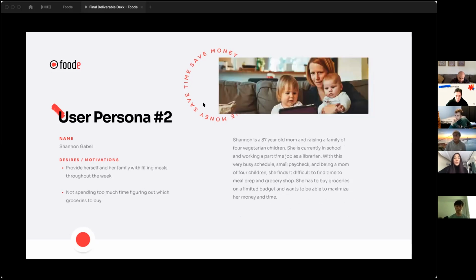And then our next persona is a mom of four children. Her name is Shannon Gable. She's a 37-year-old mom raising a family of four vegetarian children. She's currently in school and working a part-time job as a librarian. So with the super busy schedule and a small paycheck, being a mom of four children, she finds it difficult to find time to meal prep and grocery shop. She has to buy groceries on a limited budget and wants to be able to maximize her money and time. So basically she hopes to provide for herself and her family with filling meals throughout the week and not spend too much time figuring out when to buy groceries.